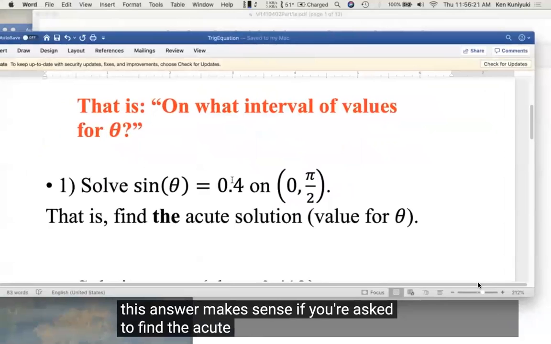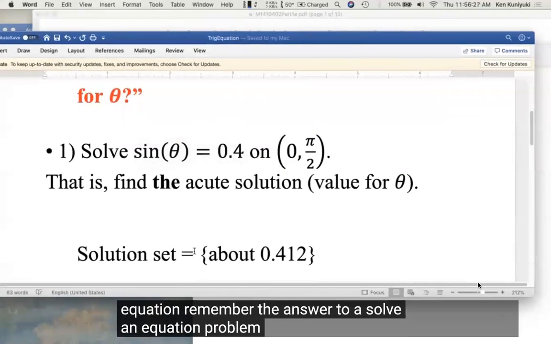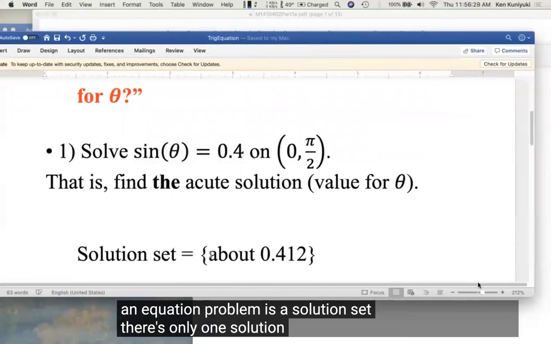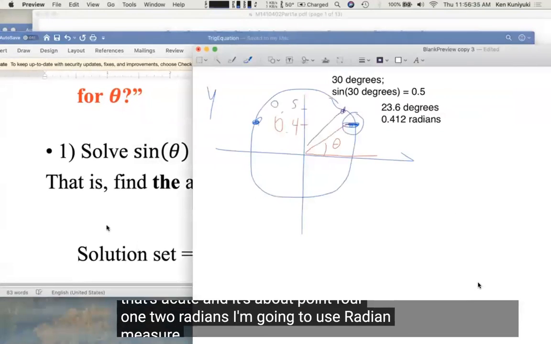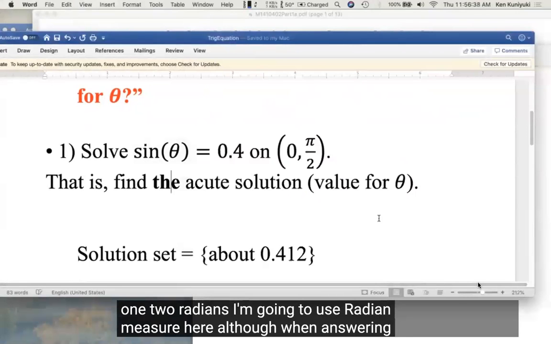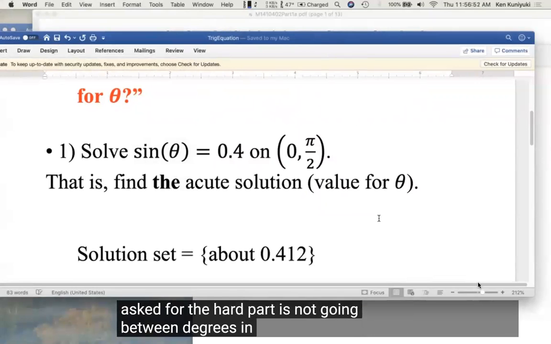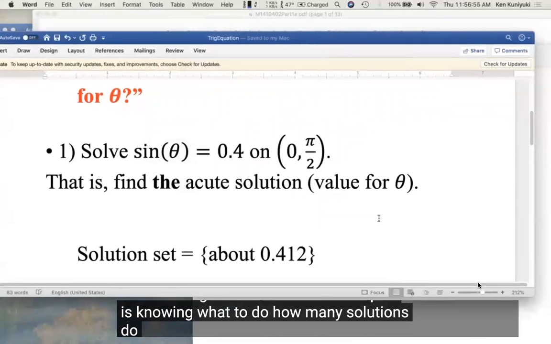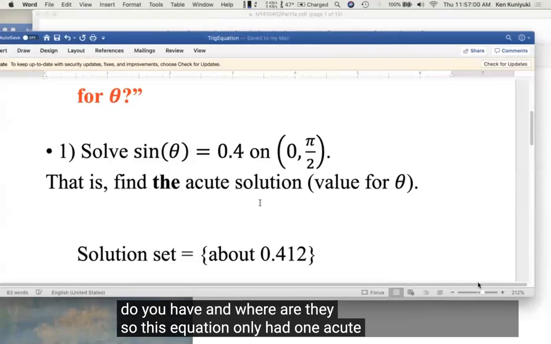If you're asked to find the acute solution for this equation, remember the answer to a solve an equation problem is a solution set. There's only one solution that's acute, and it's about 0.412 radians. I'm going to use radian measure here, although when answering a problem, make sure that you're answering using the appropriate unit, whether it's degrees or radians. What is it you're asked for? The hard part is not going between degrees and radians. The hard part is knowing what to do. How many solutions do you have, and where are they? So this equation only had one acute solution.